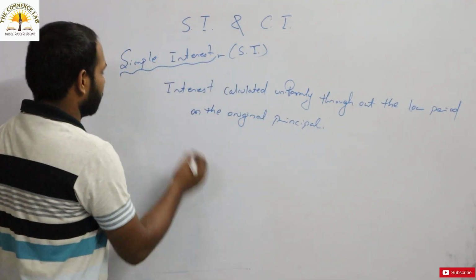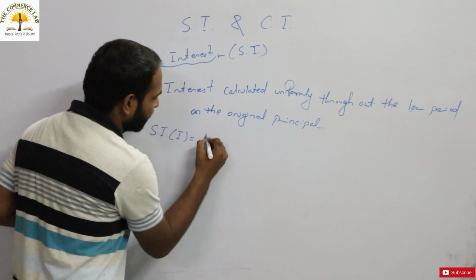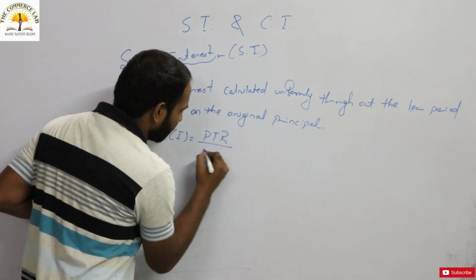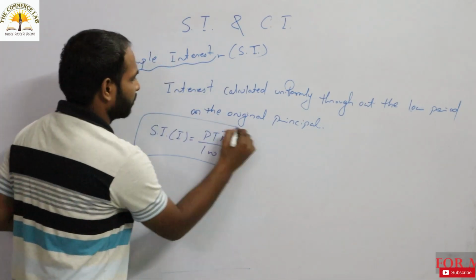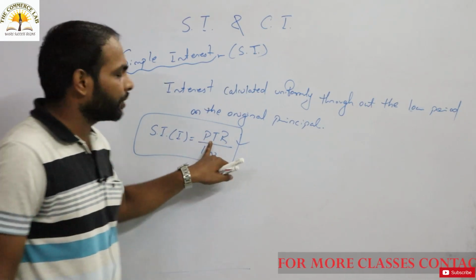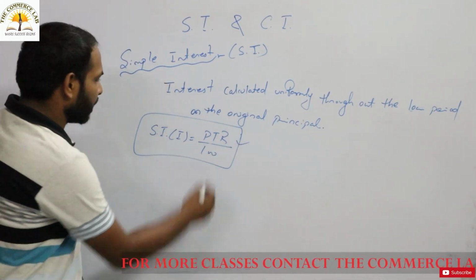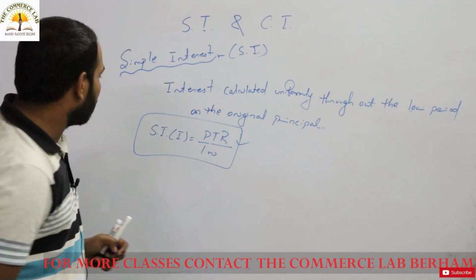So, come to the mathematical formula. What is simple interest? SI or I is equal to PTR by 100. Here P is known as principal, T is known as time period, R is known as rate of interest. So, SI is equal to PTR by 100.